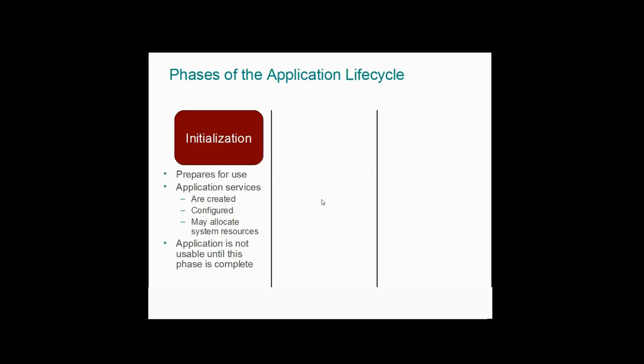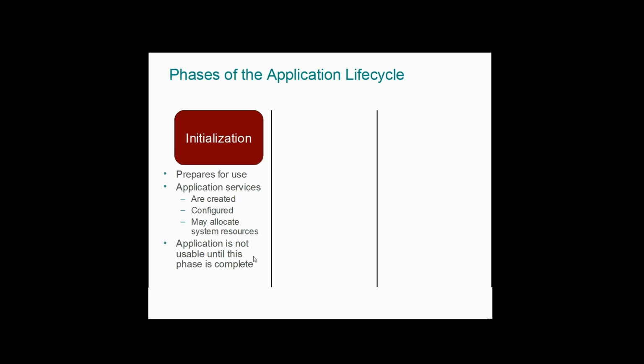Any Java application has three phases. One is the initialization phase, where you prepare for use and create objects that need to be initialized, create configuration, and allocate system resources. Like initialization methods, caching, and allocating system resources such as creating connection pools. All of that comes in the phase called the initialization phase.